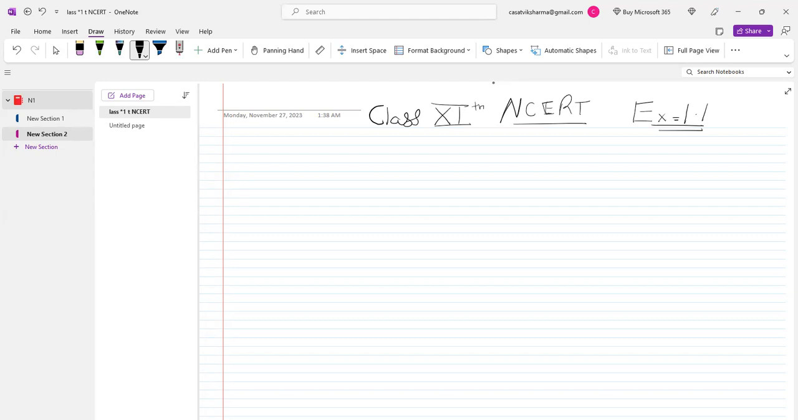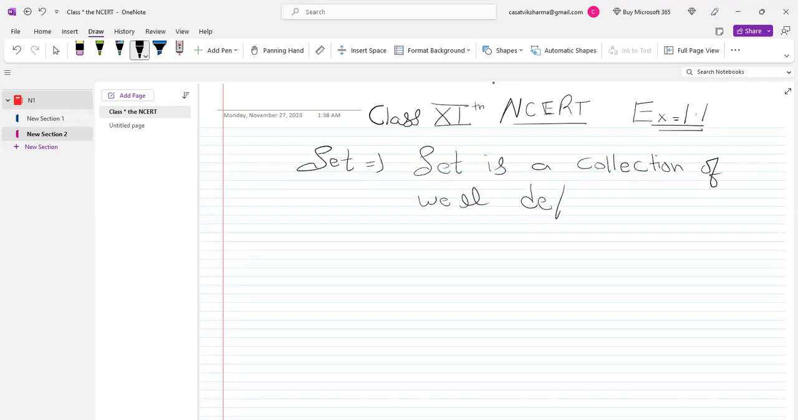This is Sets, Chapter 1, Class 11th. So what do we mean by sets? A set is a collection of well-defined objects. Collection of well-defined objects is known as sets.